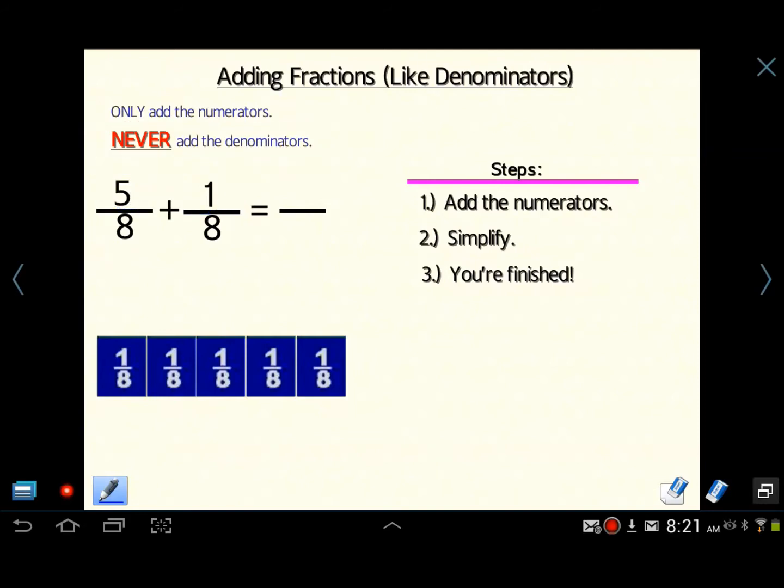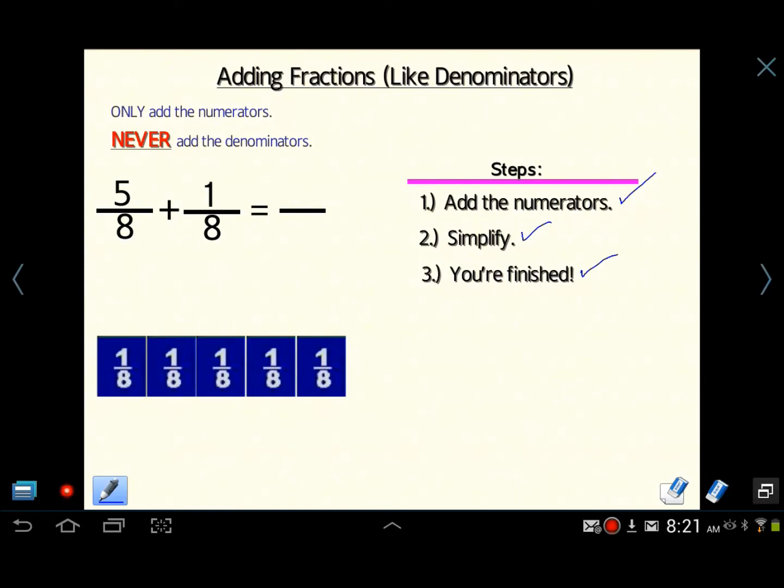Okay, so here's your steps. Pretty simple. These steps are all going to be pretty much the same. Add the numerators or subtract. Simplify, that's if needed. You're not always going to need to simplify. And then you're finished. Make sure you check your answer. Make sure it's not improper. If it's improper, change it to a mixed number. If it can be reduced, reduce it.